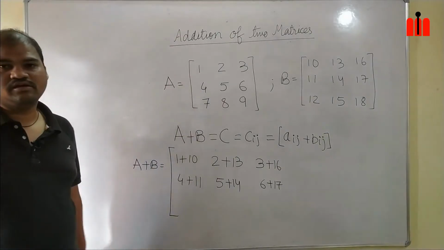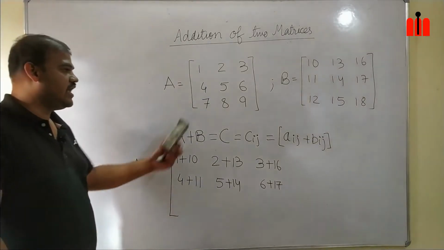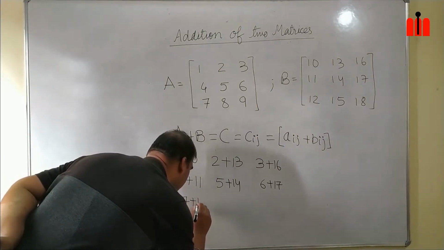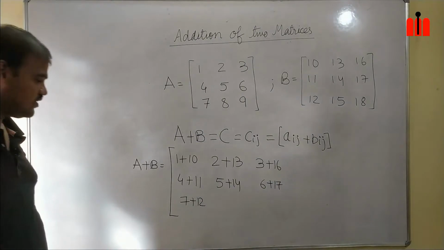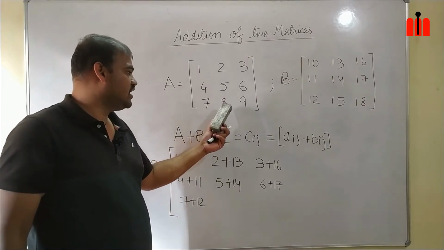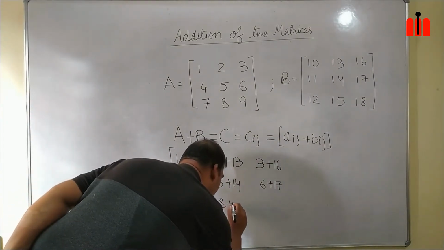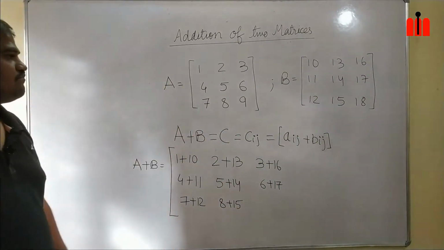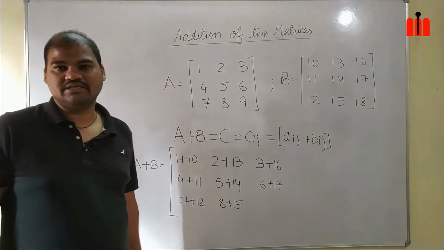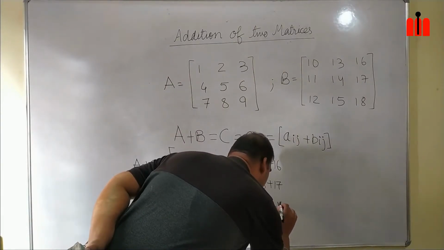What is this element? This is A31, this is B31. So C31 will be A31 plus B31, which will be 7 plus 12. Okay. Now C32 will be A32 plus B32, which will be 8 plus 15. Now C33 will be A33 plus B33, which is 9 plus 18.